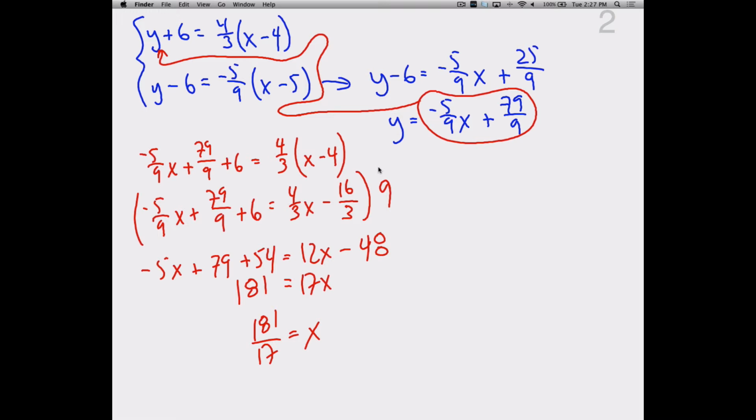The nice thing about that is the calculator now knows anytime it sees an x, it's going to put this nasty number of 181 divided by 17 in for x. So all you need to do is go back to the home screen and type parentheses, negative 5 divided by 9, close parentheses, x plus 79 divided by 9. You probably don't need the parentheses here, but it doesn't hurt. And that's going to equal y. When you're done, convert that number back to a fraction and tell me what you get for an answer.